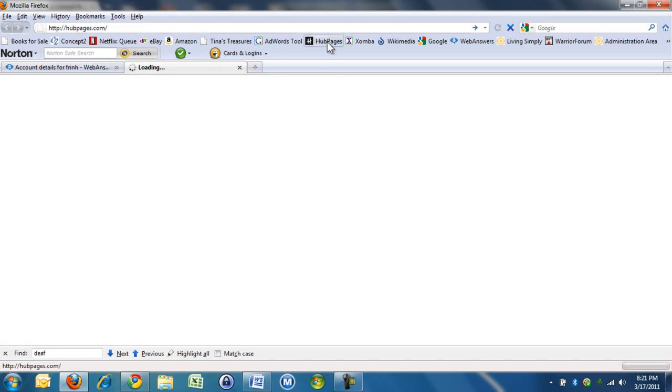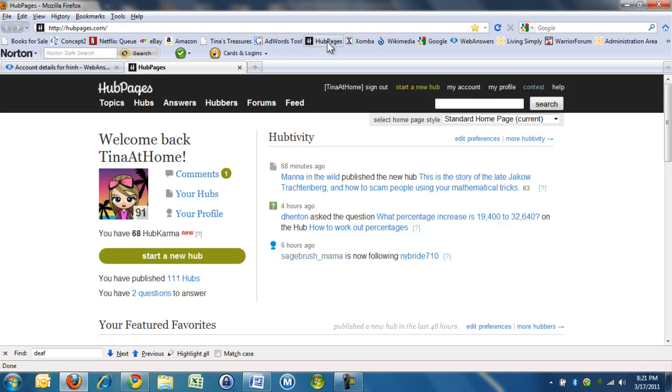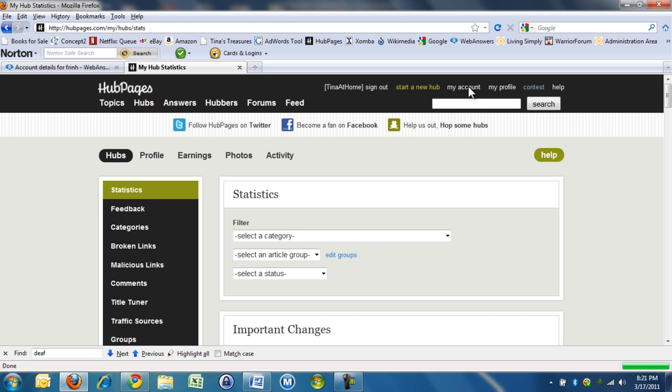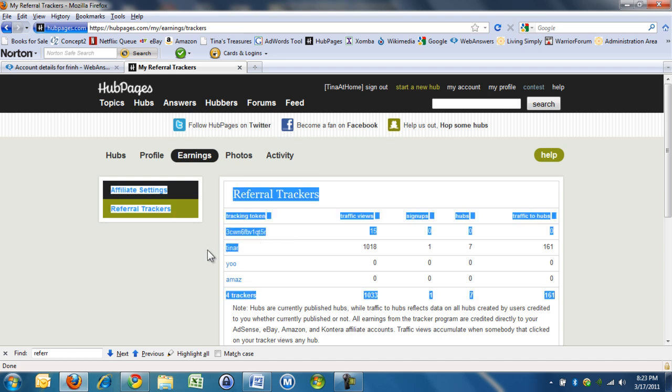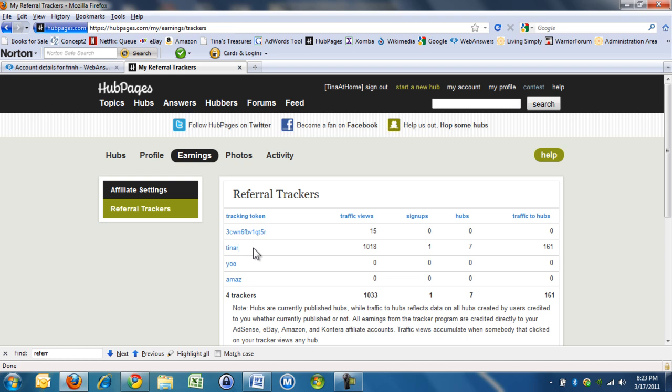So HubPages and WebAnswers have referrals, and they both work the same way. A lot of sites work in the same way as HubPages. You will have a referral tracker that looks like this. It's a mixture of letters and numbers, and I suggest you don't use it. You can set up your own referral tracker, and I set up Tina R here, and I've also set up TJR just because it was my initials.